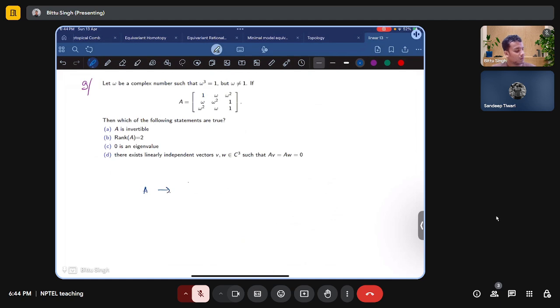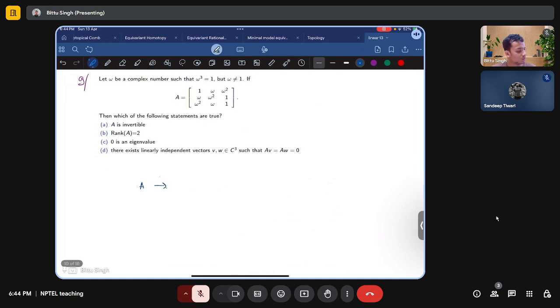So, if we apply row reduction, that is, apply this operation R2 minus omega R1. So if we do this operation, then omega cube is 1. So this is omega minus omega 0, omega square minus omega square is 0, 1 minus omega to the power 4, omega cube, 1 minus omega cube is also 0.